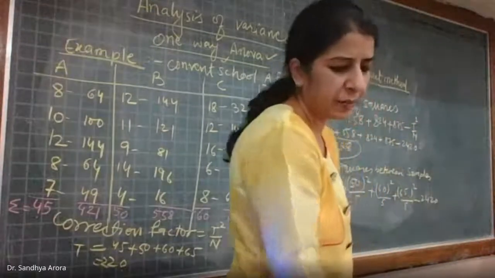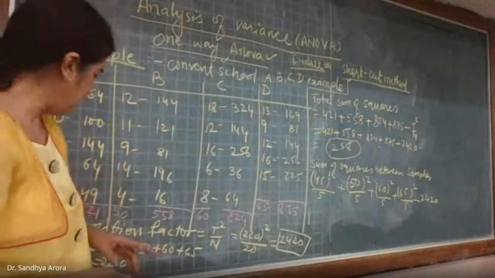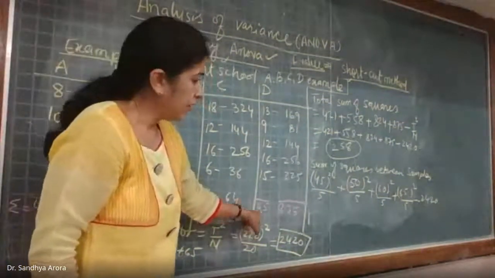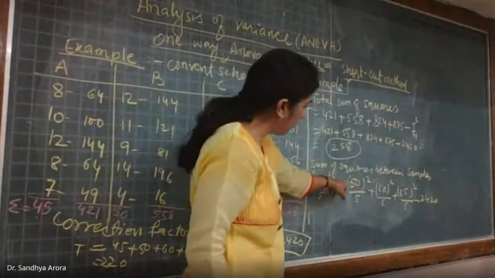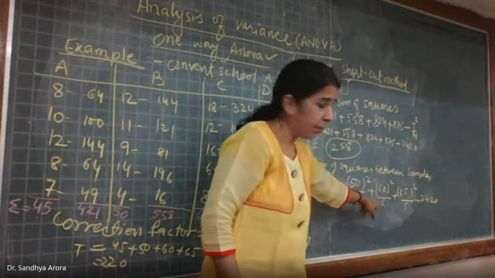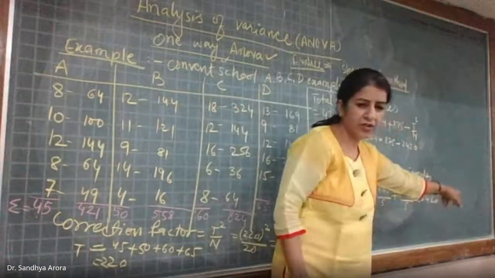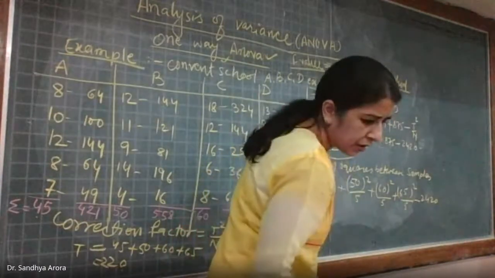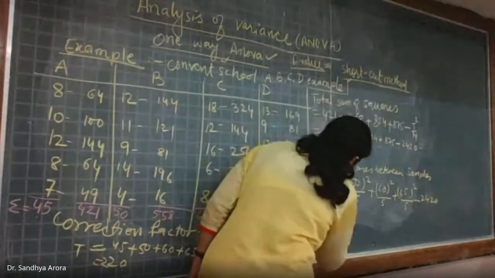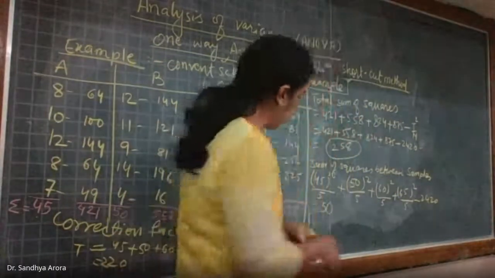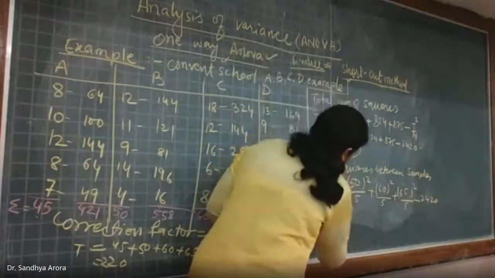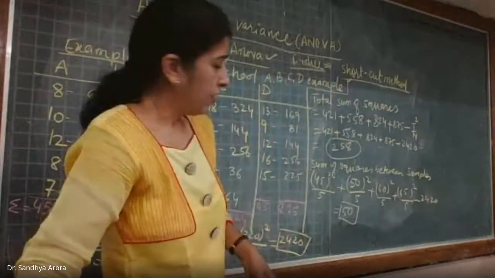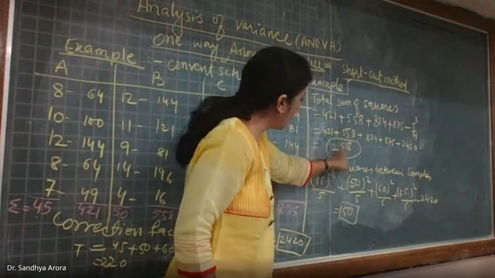The correction factor you need to subtract. So you calculated these sums: 45, 50, 60, 65. So 45 square upon 5, 50 square upon 5, 60 square upon 5 plus 65 square upon 5 minus 2420, that is your correction factor. If you calculate this, you will get the quantity 50. So your between sample value is 50, and total sum of squares is 258.